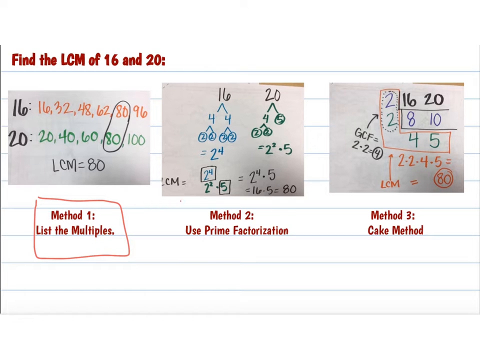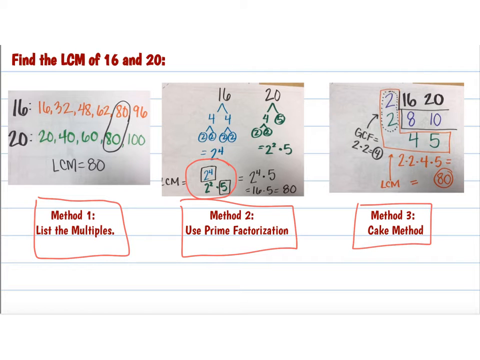The other method is prime factorization. So again, using factor trees, but this time we do it a little bit differently. We write them in exponential form. We'll get to that on the next slide. And the third method is, again, the cake method. Same thing, but now you take everything on both the side and the bottom, the last row, and multiply them together, where the greatest common factor was only what was on the side. Again, we'll go through these on the next page.